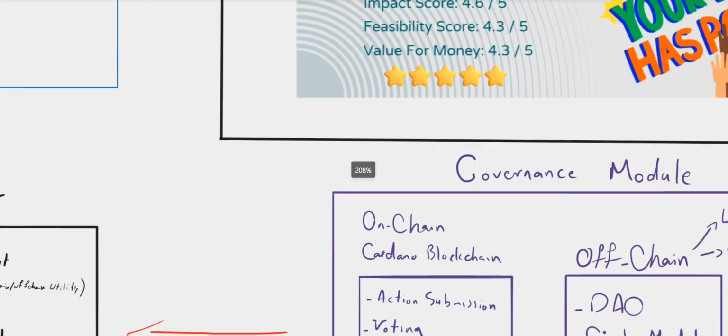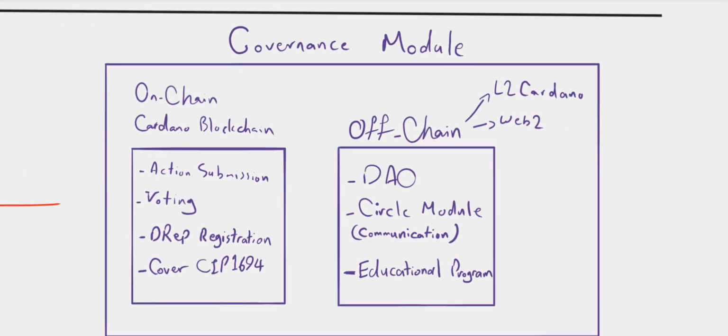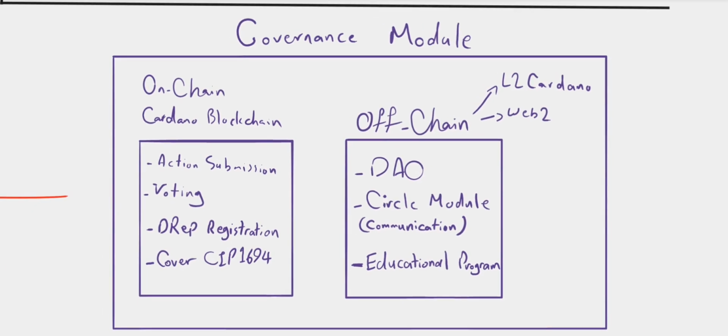The next module is the governance module, which consists of two parts, on-chain and off-chain. The on-chain part covers all the concepts that are in SIP 1694 and are already available in GovTool, like action submission, voting, and DRep registration.